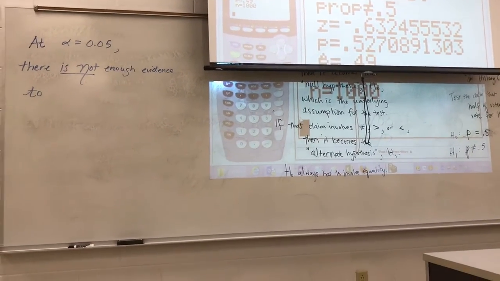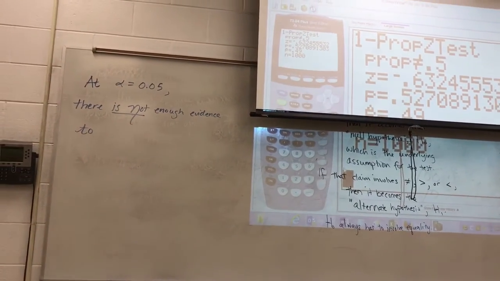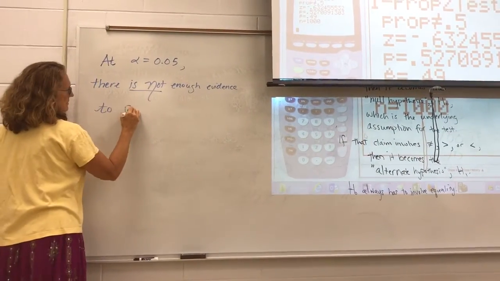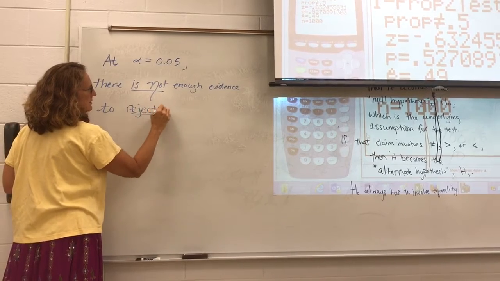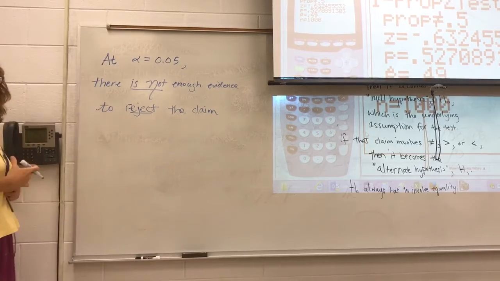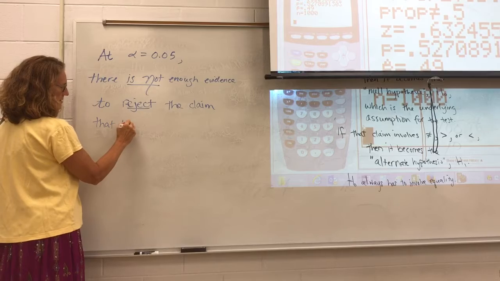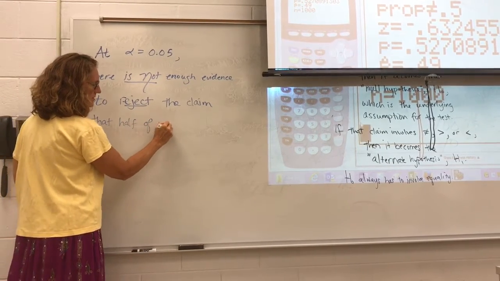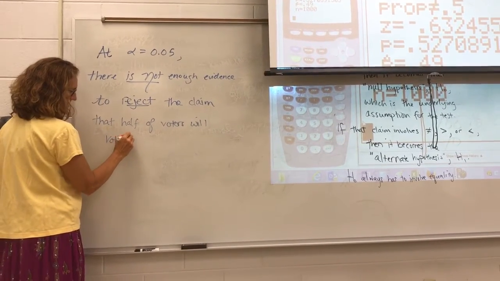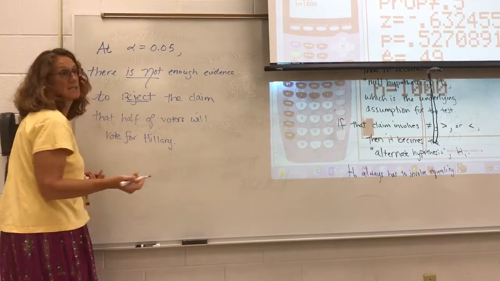Right, and then you look at which one's your claim. Our claim was H0, so we say to reject it, to reject the claim. And then I also want you to restate the claim in words. So that half of voters will vote for Hillary. That might be true, just we don't have evidence against it.